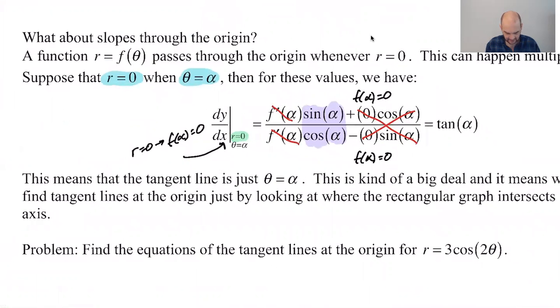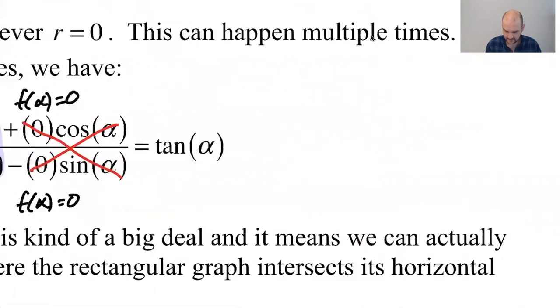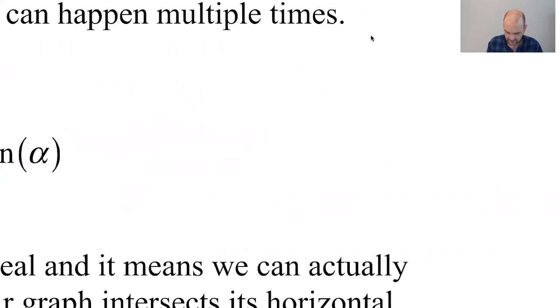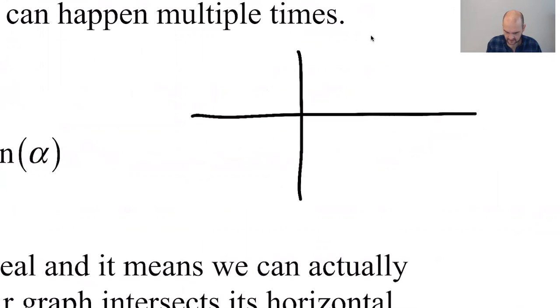So we get tangent of alpha. That means the tangent line itself is just theta equals alpha, because the equation of a polar line through the origin is theta equals alpha. So what should I graph? I'm going to try to graph one of these.